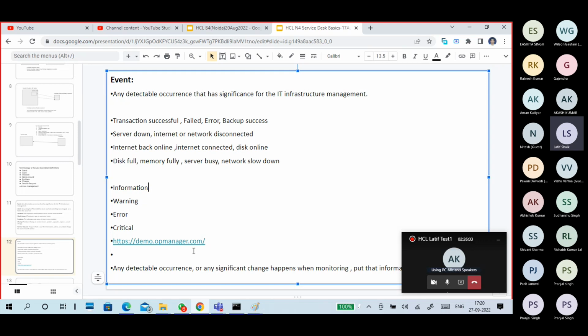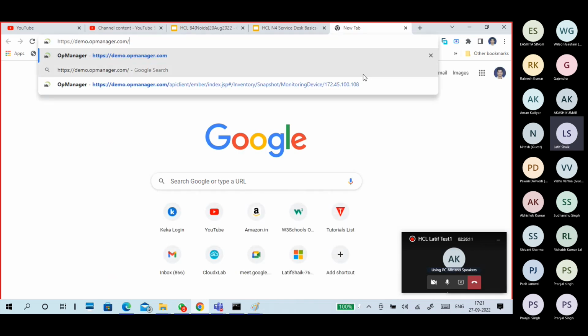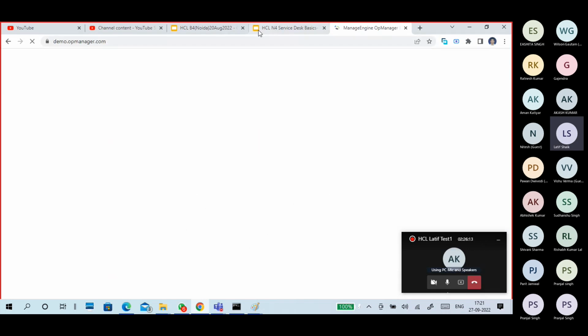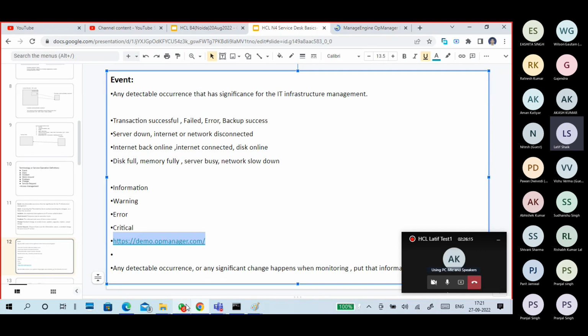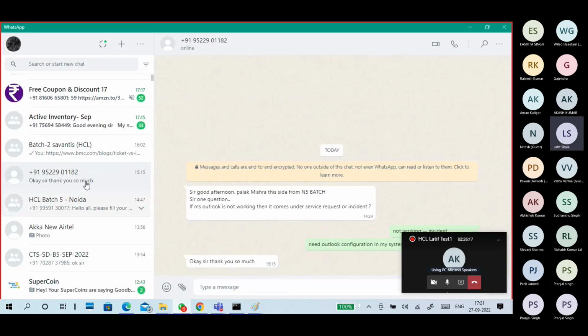This is OpManager, guys. In case you want to see event things, you can just open this link. I will also share the links with you.